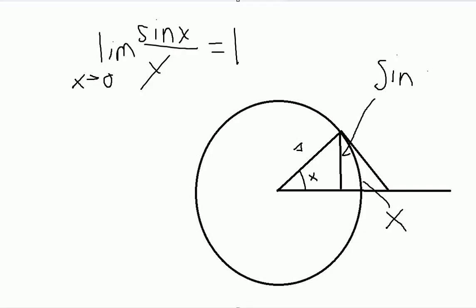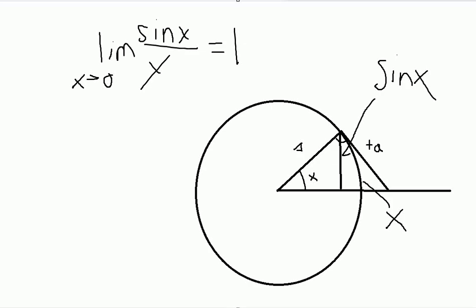But now let's look at this line over here. Since this is a tangent line, it's a right angle. And so what we have is that this is the adjacent side, and that's the opposite. So tan x times 1 is going to give you the length of this thing. So this is tan x.